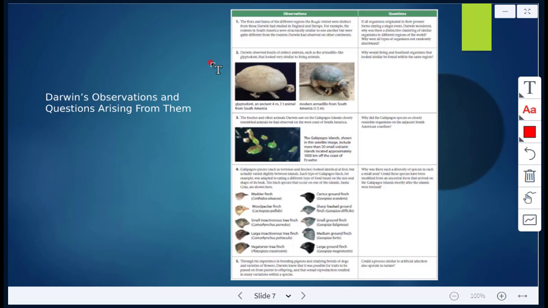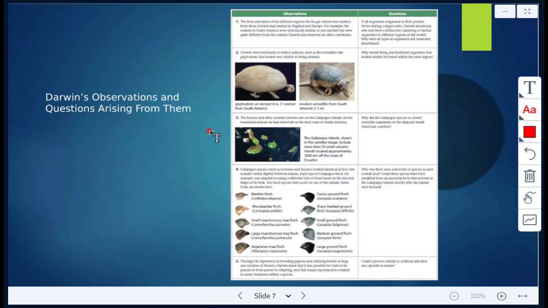Okay, another observation: he observed fossils of extinct animals. Here, for example, the armadillo-like Glyptodont looked very similar to living animals, like the modern armadillo here. So the question he had was, why would living and fossilized organisms that look similar be found within the same region?